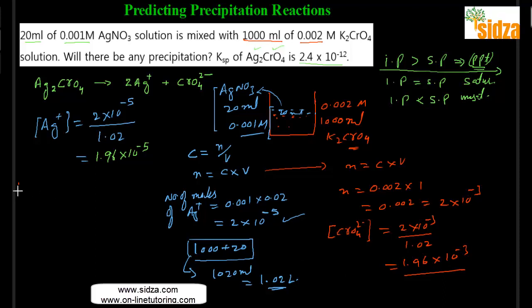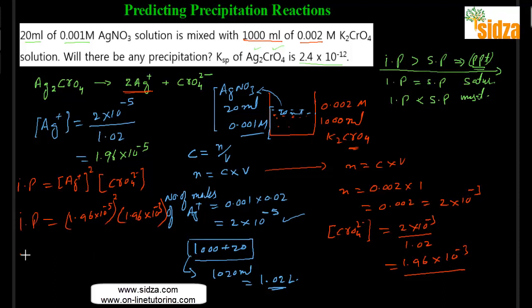Now, the ionic product is the concentration of the silver ions to the power 2, because you have 2 silver ions, into the concentration of the chromate ions. We have just calculated that the silver ion concentration is 1.96 into 10 power negative 5, so you square it, into the concentration of the chromate ion, which is 1.96 into 10 power negative 3. Now this is the ionic product.